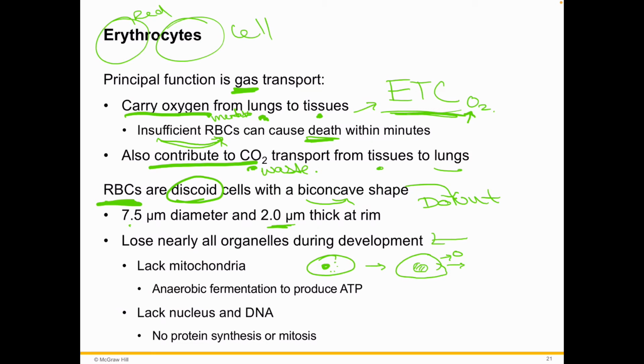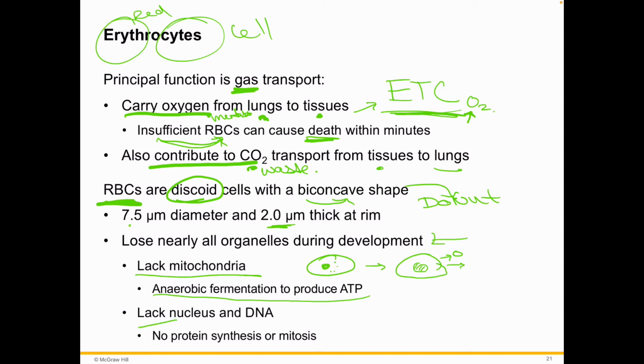The cytoskeleton maintains that puffy rim, the donut. So they don't have really mitochondria, and so anaerobic fermentation is how they produce ATP because they don't need a lot. They are born to die. They don't live very long, or they don't remain, I should say, very long after that.